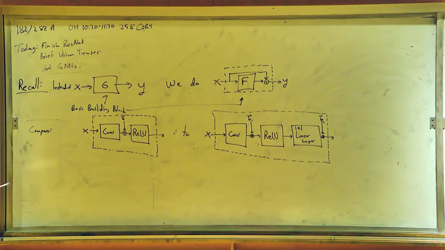Okay, anyone want to comment on this? It's like a little aside of what's going on. Like, why do ResNet blocks look the way they do?